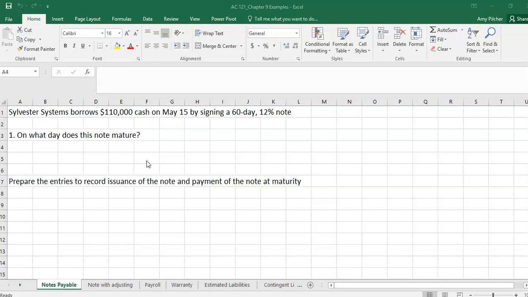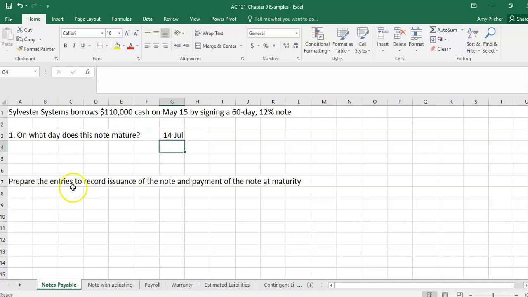The first thing we want to look at is what day this note matures. So 15 days plus 60 days. We would look at how many days were left in May, and then how many days were in June, and how many days we would go into July. So this note is due on July 14th.